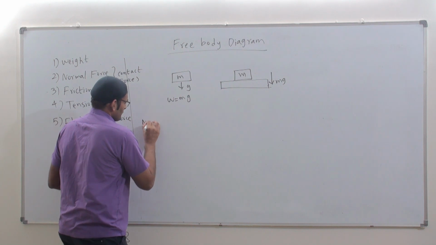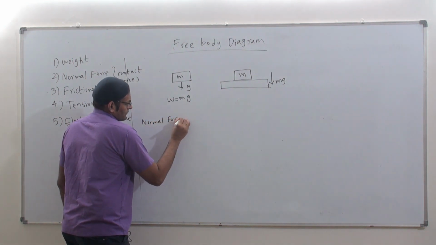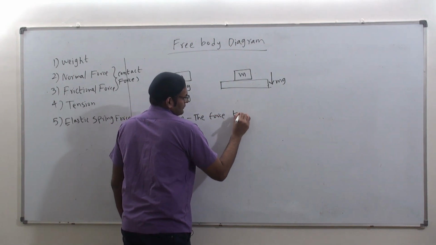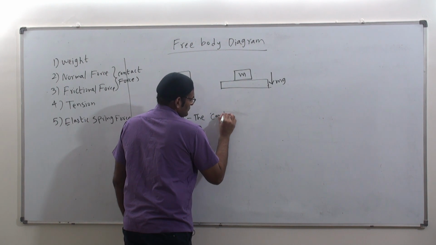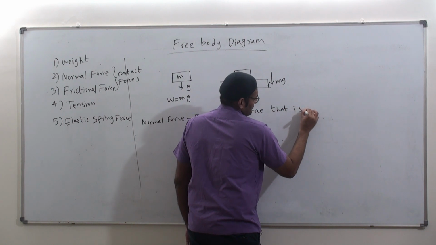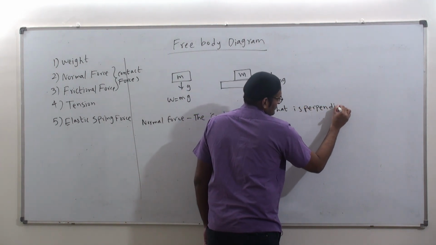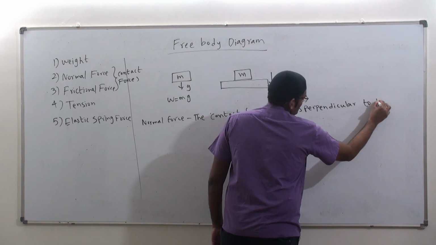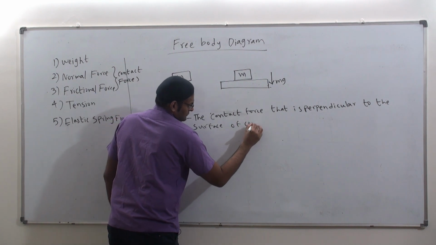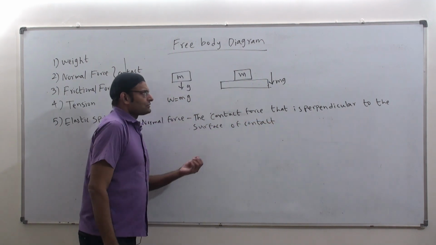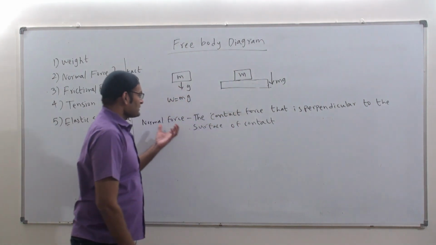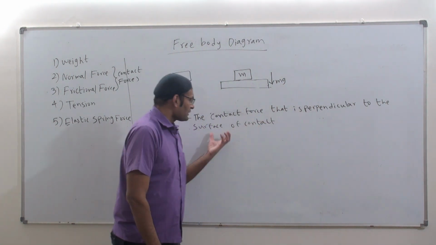What is normal force? Normal force is the contact force that is perpendicular to the surface of contact. So what does it mean? I have an object, I have placed it on a platform. What it says is, normal force is the contact force that is perpendicular to the surface of contact.